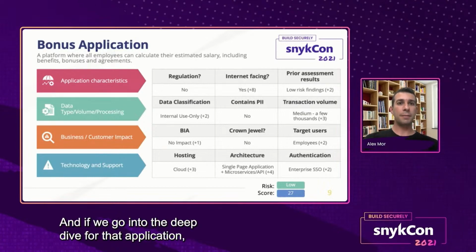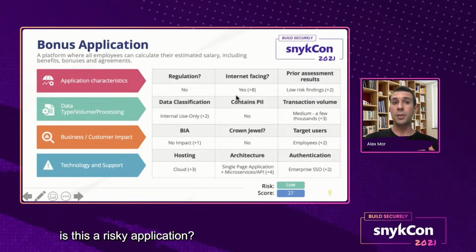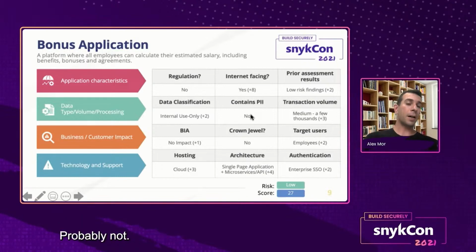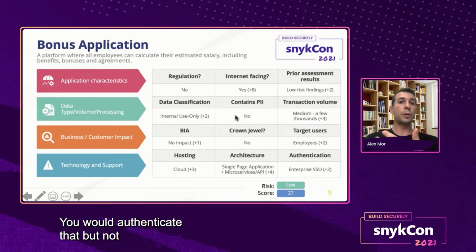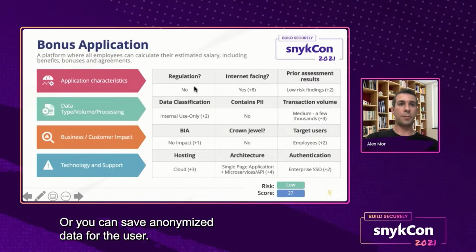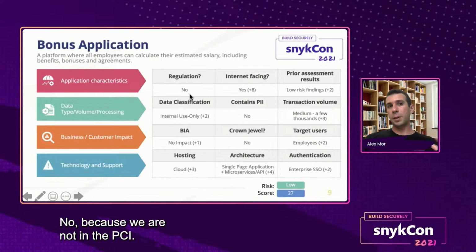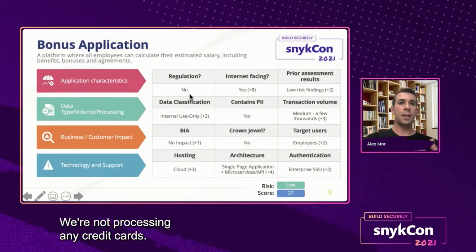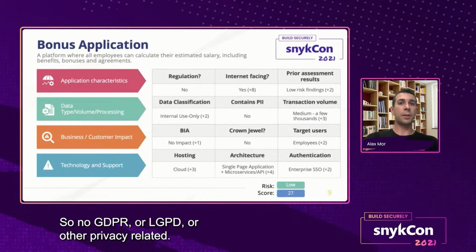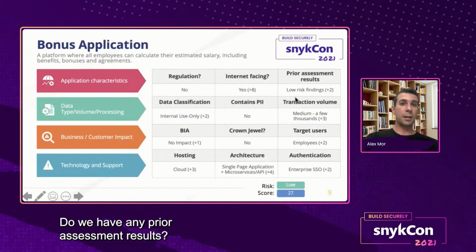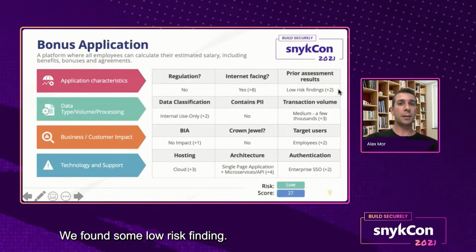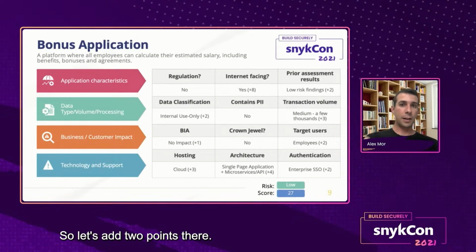If we go into the deep dive for that application, is this a risky application? Let's ask ourselves: do we have any personal information within the application? Probably not, because it's just a calculation-based application. You would authenticate, but you would not save any information on the user, or you can save anonymized data. Is it under any regulation? No, because we are not in PCI. We're not processing any credit cards. We're not holding any PII, so no GDPR, LGPD, or other privacy regulations. Did we have any prior assessment results? Perhaps we've done some penetration tests when the application went live and found some low-risk findings. So let's add 2 points there.